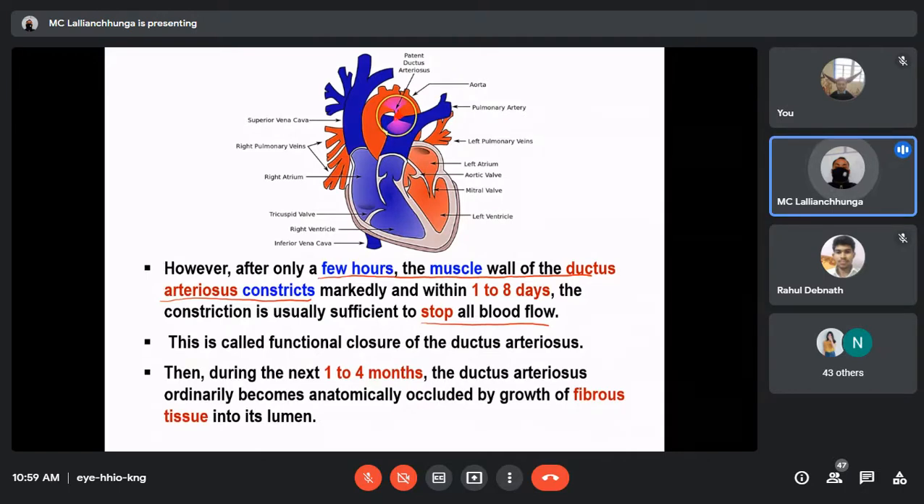Then during the next 1 to 4 months, the ductus arteriosus ordinarily becomes anatomically occluded by the growth of fibrous tissue. That means that because of this growth, the ductus arteriosus will be occluded, so that blood will not flow from the pulmonary artery into the aorta.